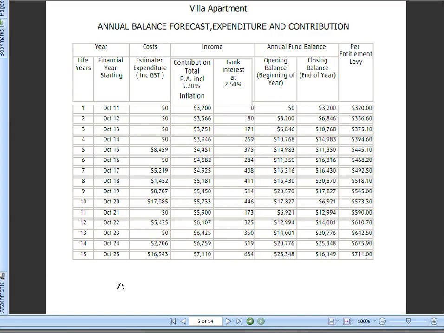So that's how that sort of goes together from there, but at least that way you've got a full plan, so you know this is where we're sitting now. We need to put some money aside for year 7, 8 and 9.